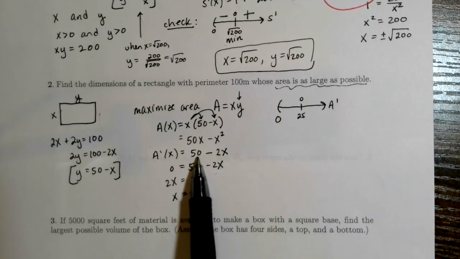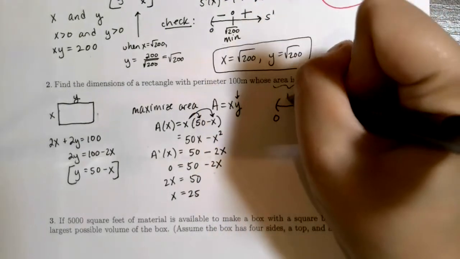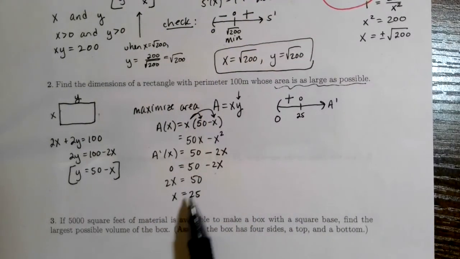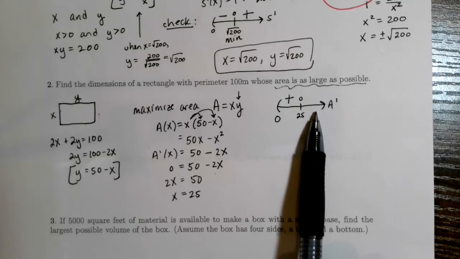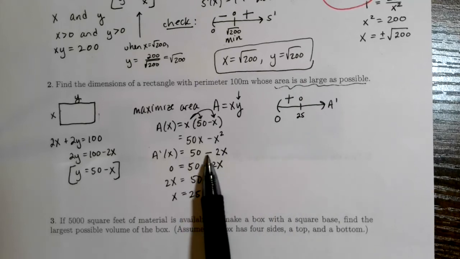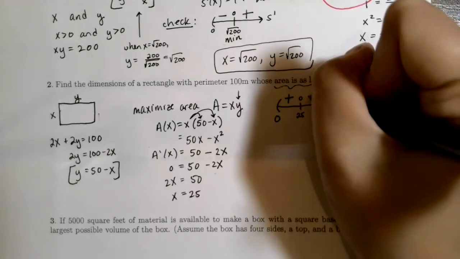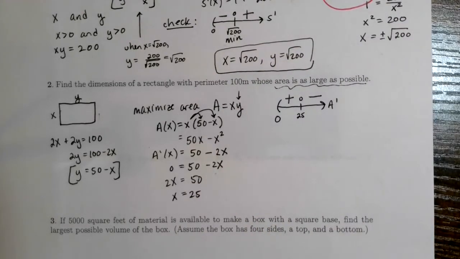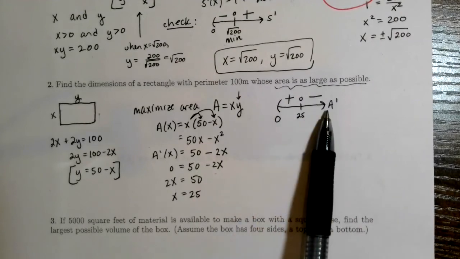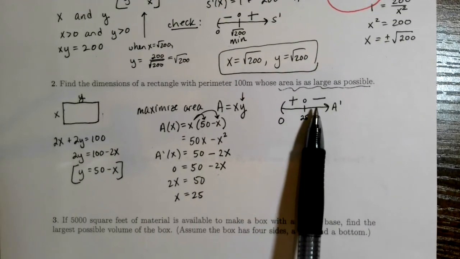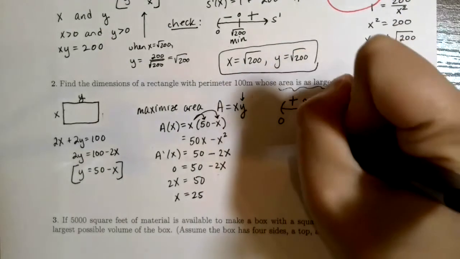If we plug that in here, we'd have 50 minus 2, that's a positive number. If we plug in a number bigger than 25, let's say 100, we'd have 50 minus 200, that's definitely negative. And I have confirmation that 25 really is the answer that I want. The derivative of area went positive to negative, which means the area function went up and then down. So we have a maximum right here.